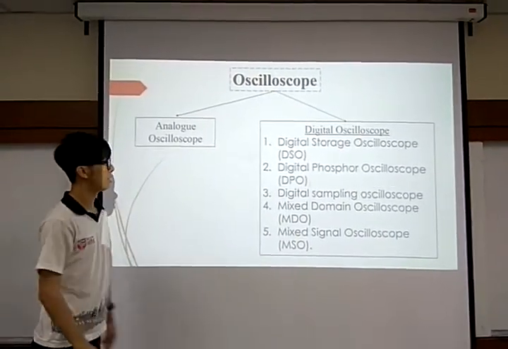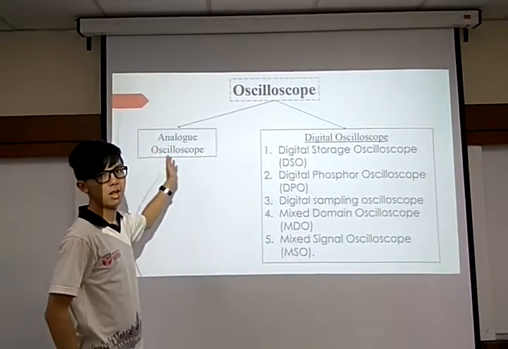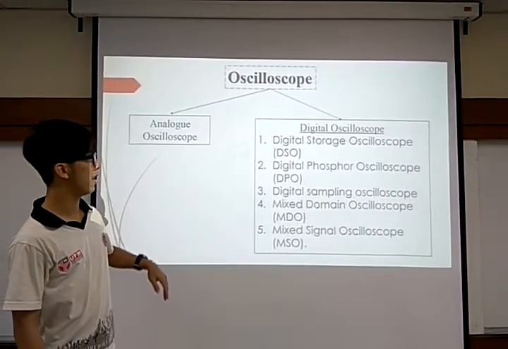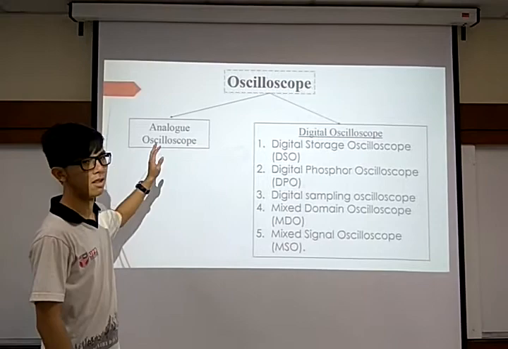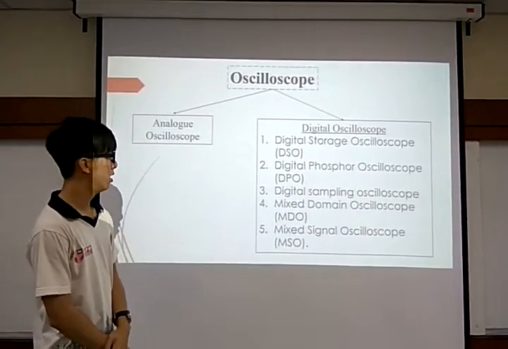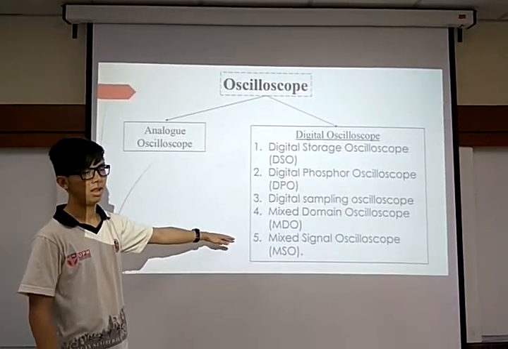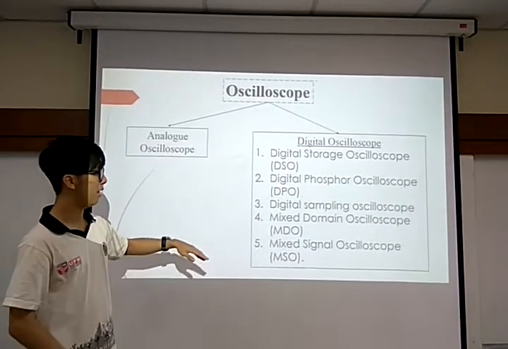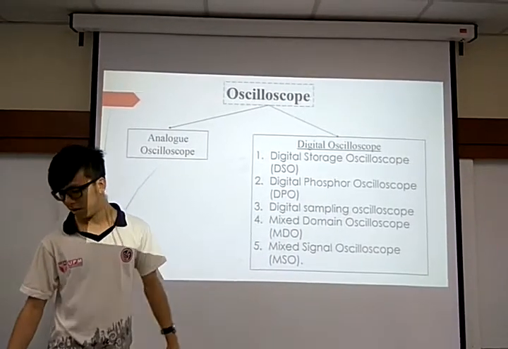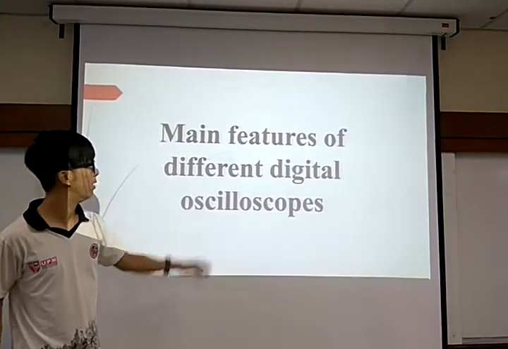Basically, oscilloscopes are divided into two main types. The first is the analog oscilloscope, which is the original type of oscilloscope. The second is the digital oscilloscope, which is developed from the original type. Just now my groupmate already listed the types of oscilloscope, so now I would like to explain the function of these types, the main features of the different digital oscilloscopes.